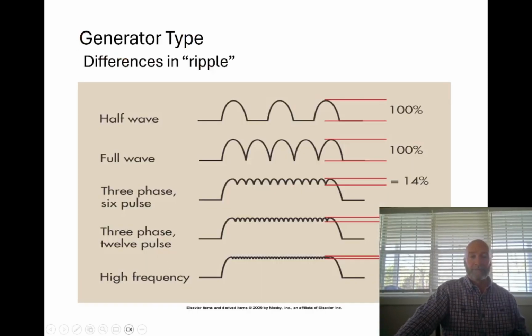So again, your voltage ripple: single phase is 100%, three-phase 6-pulse would be 14%, 4%, I think I said 3% a minute ago. Three-phase 12-pulse, then high frequency would be less than 1%.